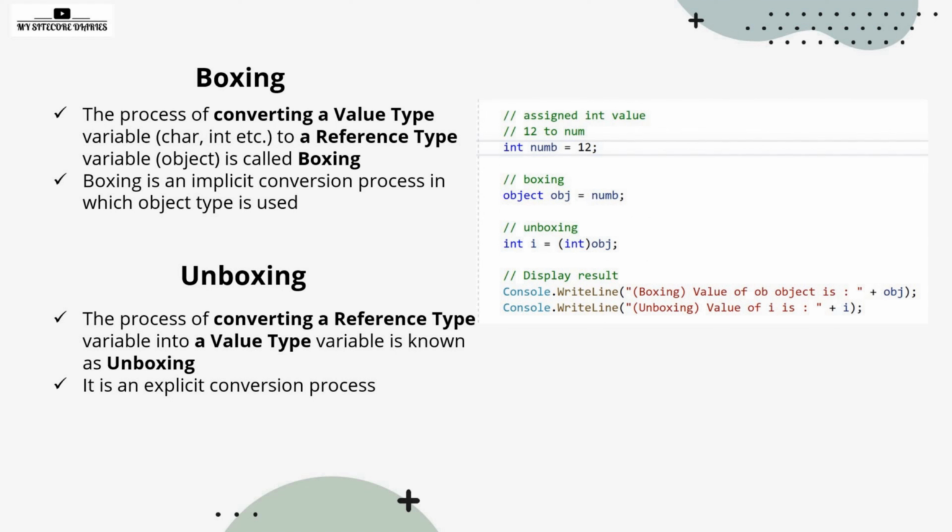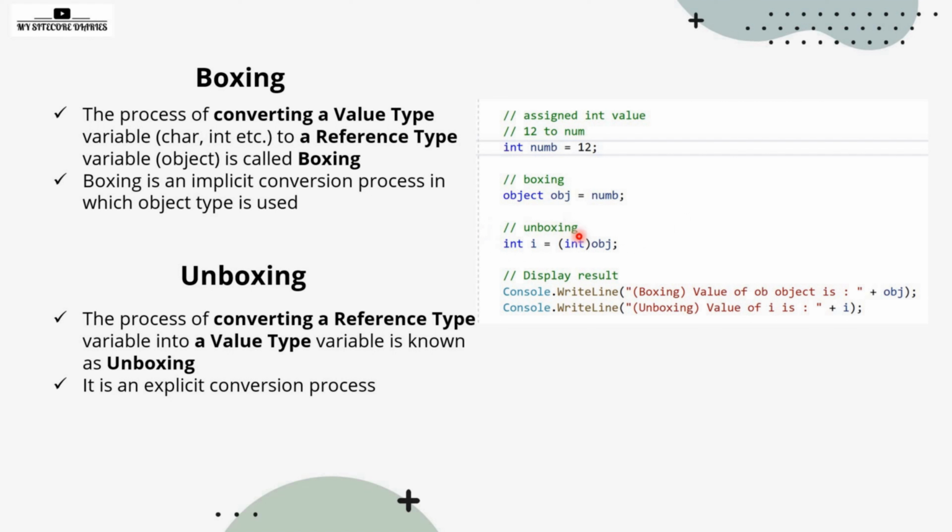If you take an example here, we are defining the integer number 12, then we are assigning that number to the object. This is called boxing, as we are not writing any special code here, we are just assigning the value. So we are converting the integer, which is a value type, to the object, that is a reference type.